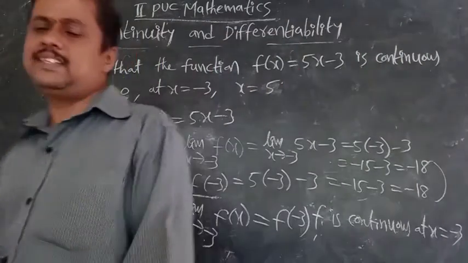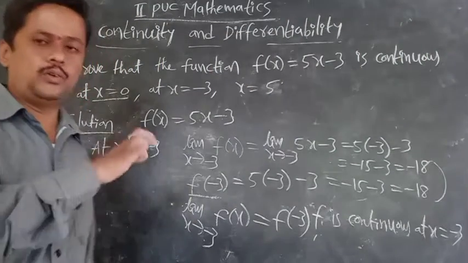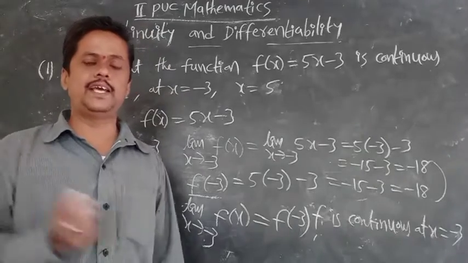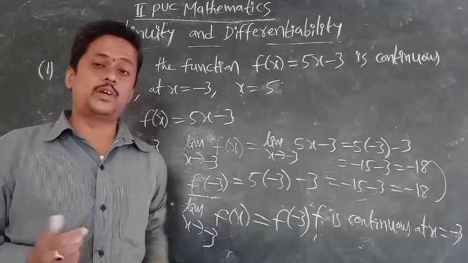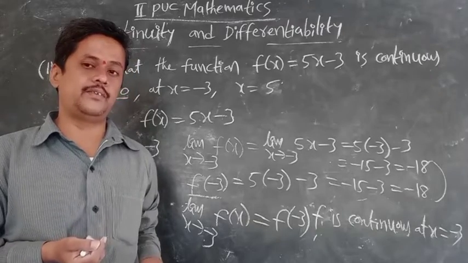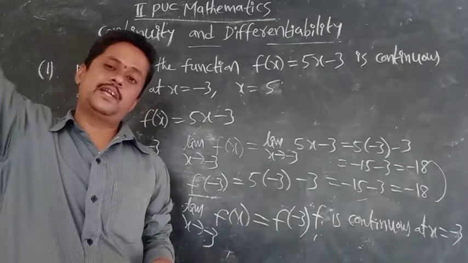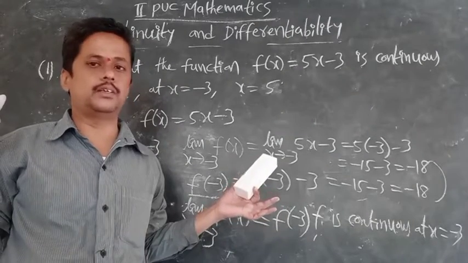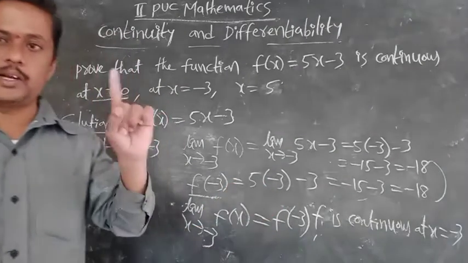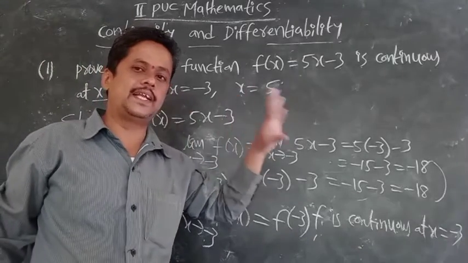So, very easy idea. We go from easy to difficult. If you learn these easy concepts very well, then somewhat difficult concepts will be very easy. There is only one formula. Another formula is there, I will tell you later after this one.